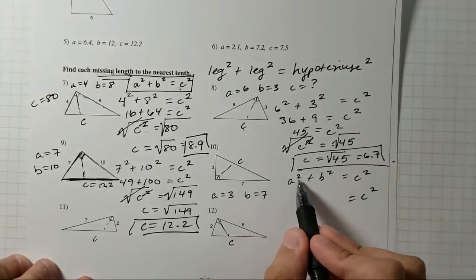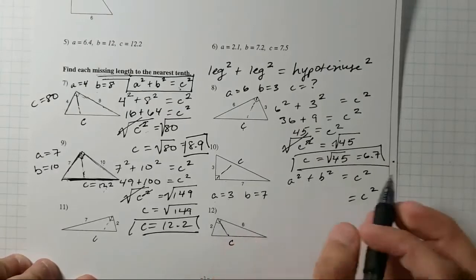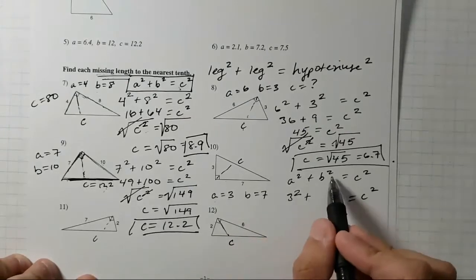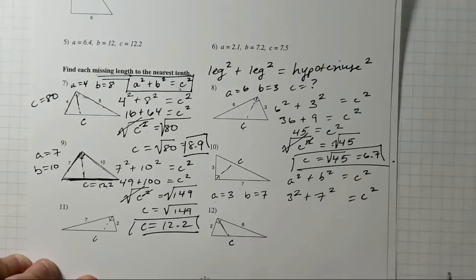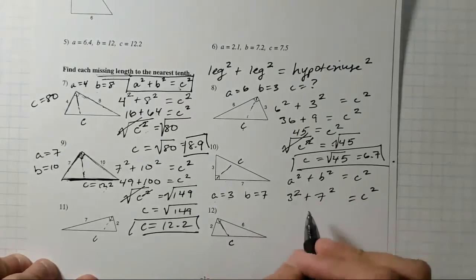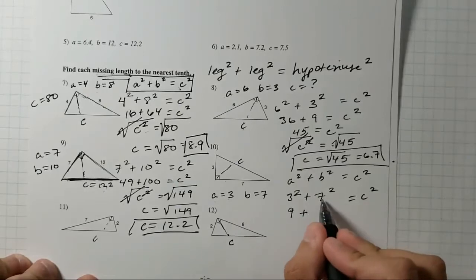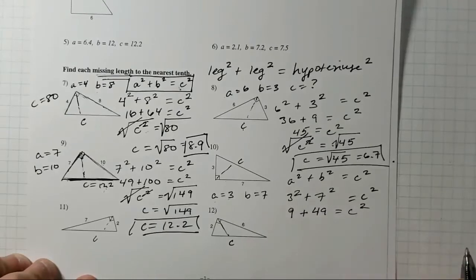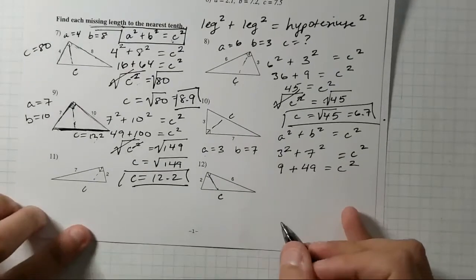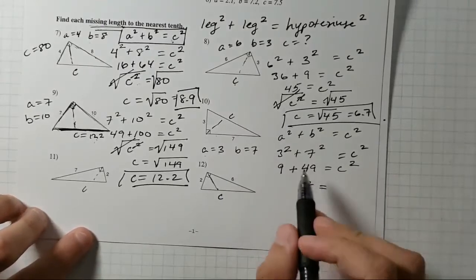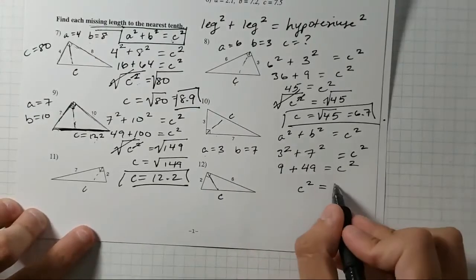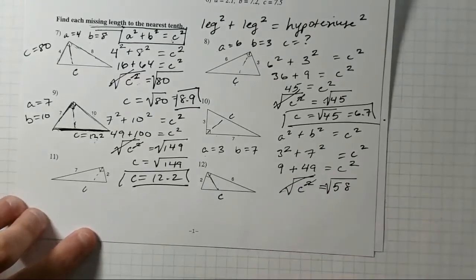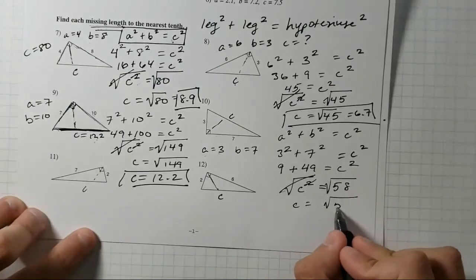So we'll plug in for a squared here. a is 3, so we'll have 3 squared plus b is 7. So instead of b squared, we'll have 7 squared. And then 3 squared is 3 times 3, which is 9, plus 7 squared is 7 times 7, which is 49, equals c squared. And then we'll get c squared is equal to, well, 9 plus 49 is 58. Take the square root of both sides. Square cancels, and you get c equals the square root of 58.